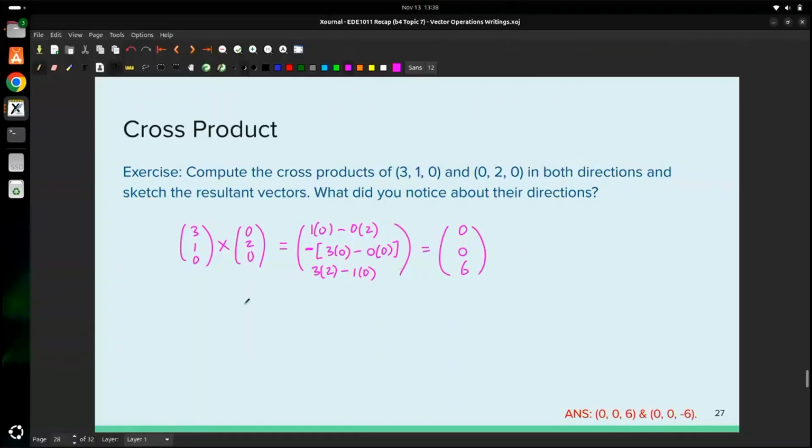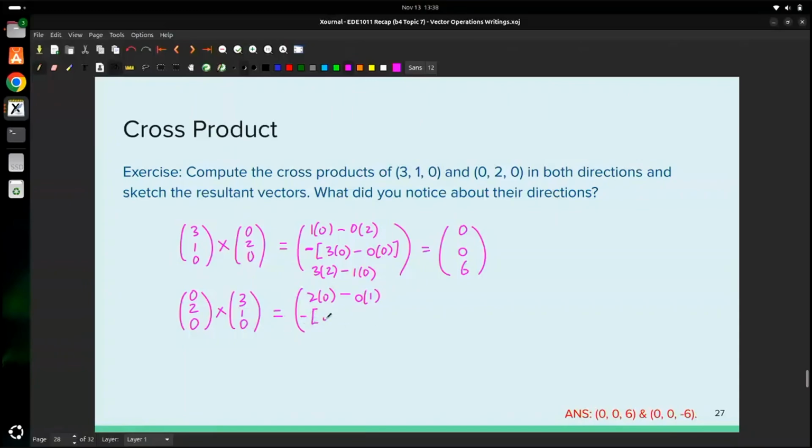Simple operation. Okay? So now let's take a look at the other one. 0, 2, 0 cross 3, 1, 0. Same thing. Cover the first row: 2 times 0 minus 0 times 1. Then the second row, I must put a minus, put a bracket.